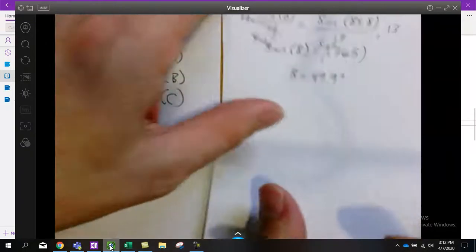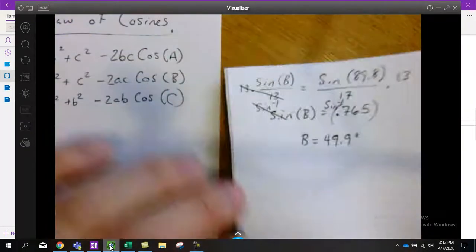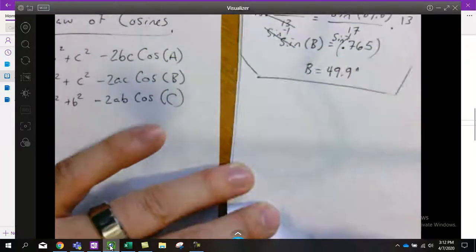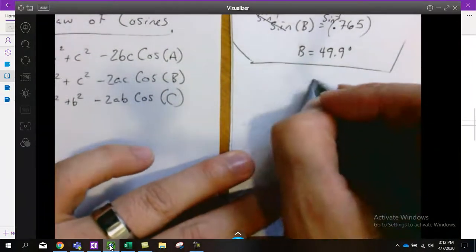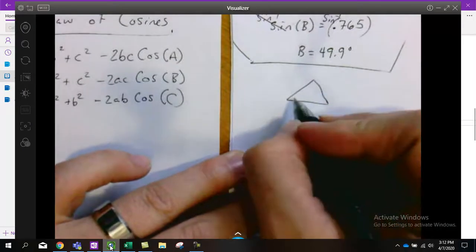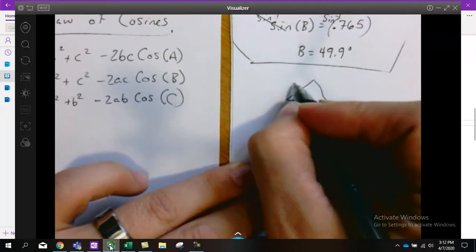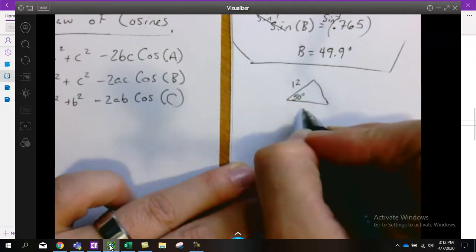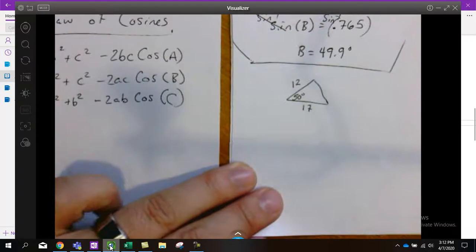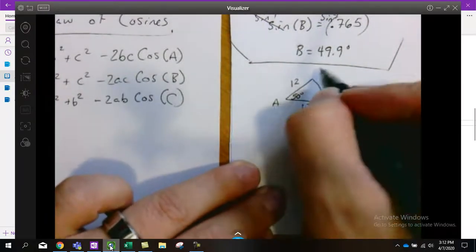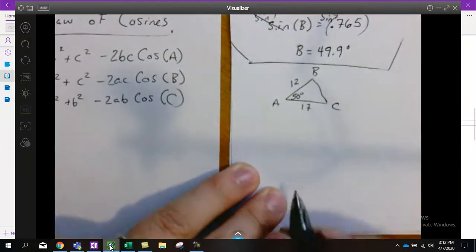Let's look at one more example, the one that you're going to get probably about 5 practice problems and a test question from. Ignore all of that. That's gone now. Give ourselves a basic right triangle. This is 50 degrees. And this is 12 and 17. Okay? We'll call this A, B.